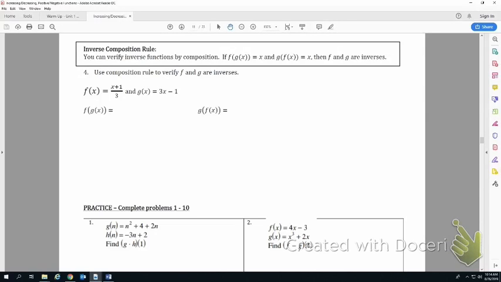Alright? So if you were asked to use composition to verify that two equations were inverses of each other, you could do that by using the composition. So here's my f of x and g of x. And here I'm doing f of g of x. Am I going to work from the inside out or the outside in? I've already said it about 3 or 4 times this class period.